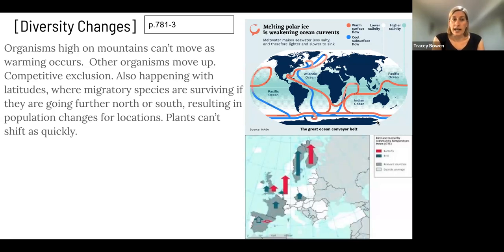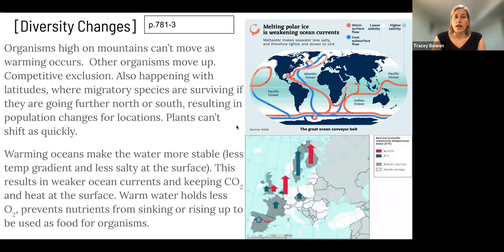This is also happening with latitudes. So migratory species are surviving better if they're going further north or south, resulting in population changes in their locations. Plants obviously cannot shift as quickly, so are maybe facing challenges based on the fact that it's getting too hot and dry for certain species to survive in those locations. And then warming oceans are affecting what species can live in oceans and at what depths.